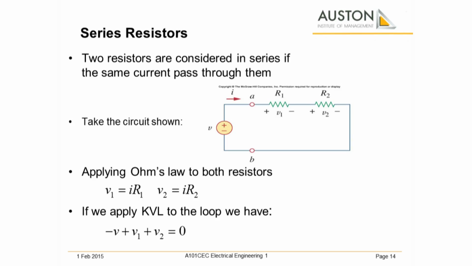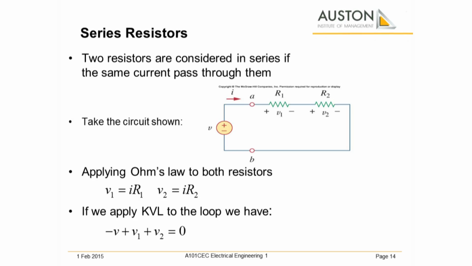In electrical engineering, sometimes we cannot have the resistance that we need. That is why sometimes we use a combination of these resistors. One type of combination or connection is called series connection. Thus, we have series resistors. Two resistors are considered in series if the same current passes through them. Take a look at this figure and you will see how the two resistors are connected in series.